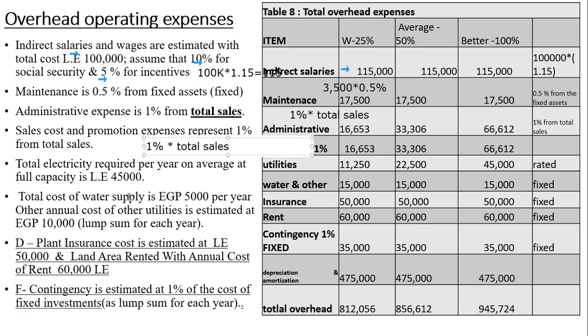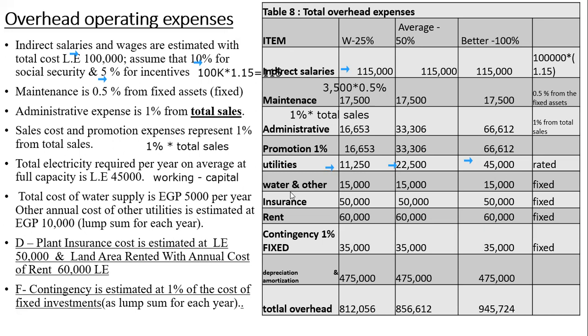Okay. Electricity, we have two types of electricity here. 45,000, which is affected by the capacity working. If I use full electricity, it is different than working at 50%. So here it is 45,000, which is the full capacity, and then it is 22,500, and then it is 11,250. So here it is rated and it is different.